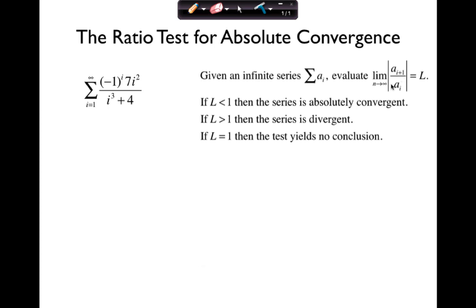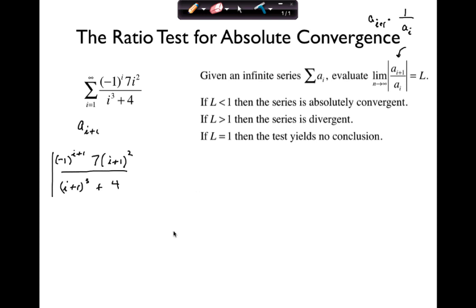Okay, so what we said was we can always start now by writing this thing the first time as a to the i plus 1 times the reciprocal of a to the i. And that'll save us a step of a lot of writing. So what does that look like? We're looking at the absolute value of negative 1 to the, so then we're looking at the i plus first term. So this is 7 times i plus 1 squared over i plus 1 cubed plus 4. And then rather than writing this huge fraction with another fraction, we can just multiply by the reciprocal of a_i, which is i cubed plus 4 over negative 1 to the i times 7i squared.